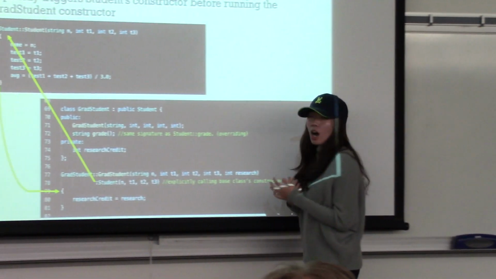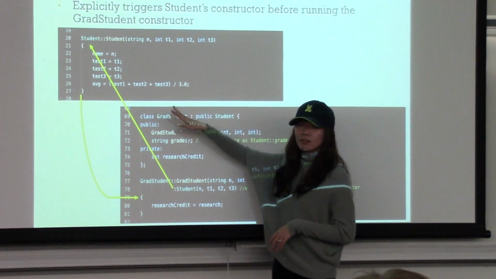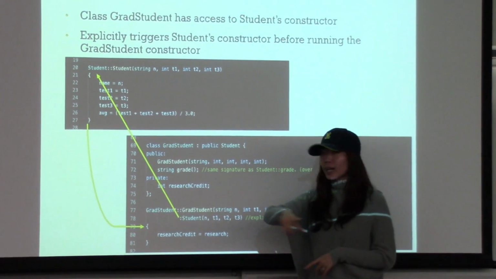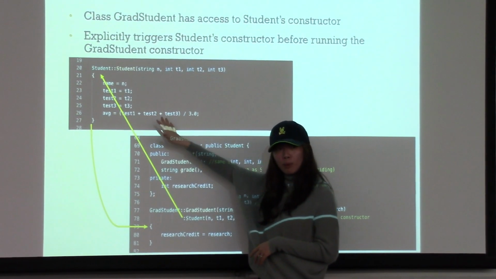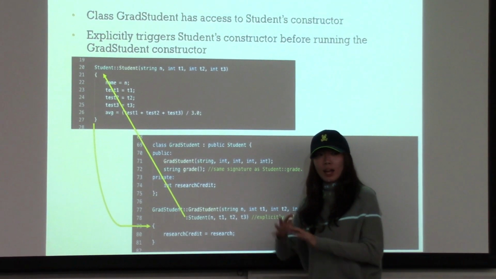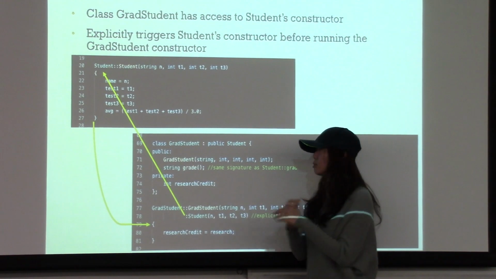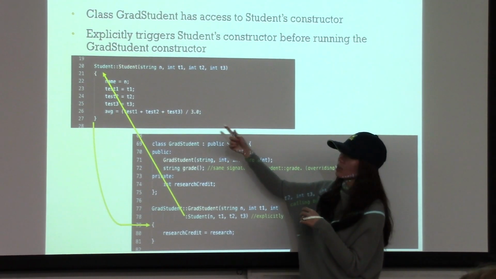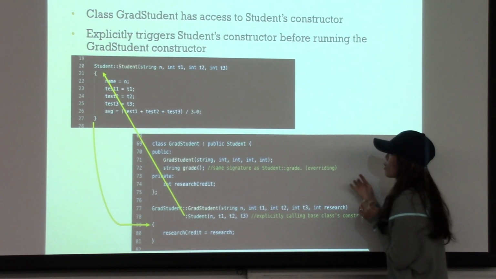It owns, right? It has a copy of everything, right? Even the private, right? Test one, test two, and test three are private. It definitely gets a copy of everything, public, private, everything. It gets a copy of it. Therefore, grad student will have test one, test two, test three, even though those are all private.